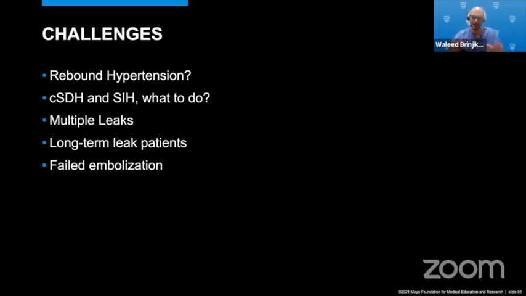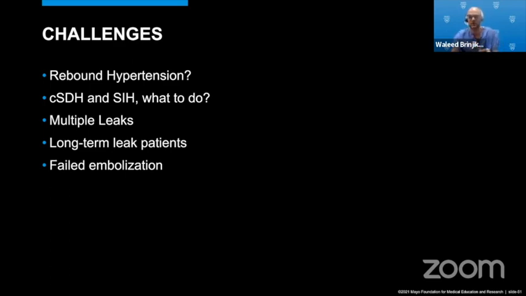Anybody who's doing brain AVMs, dural fistulas, spinal vascular malformations will find this procedure to be fairly straightforward, rewarding. The patients are going to be very happy. But there are some challenges. So number one, rebound hypertension.